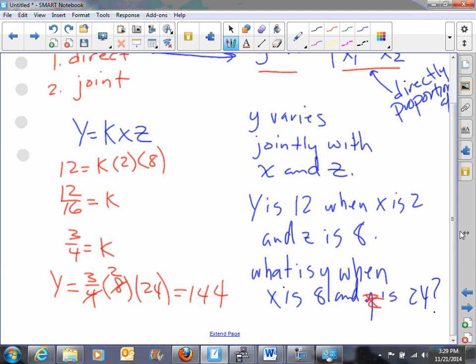So we put in 8 for x, and we put 24 in for z, and we solve for y, because that's the equation. Y is equal to kxz. And so we get 144. And that is joint variation.